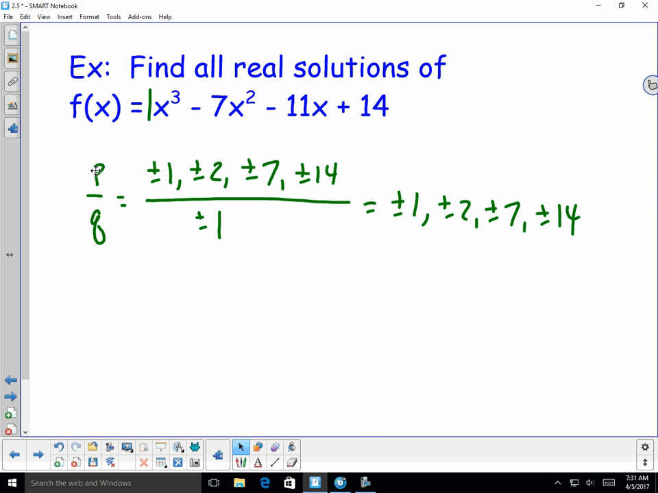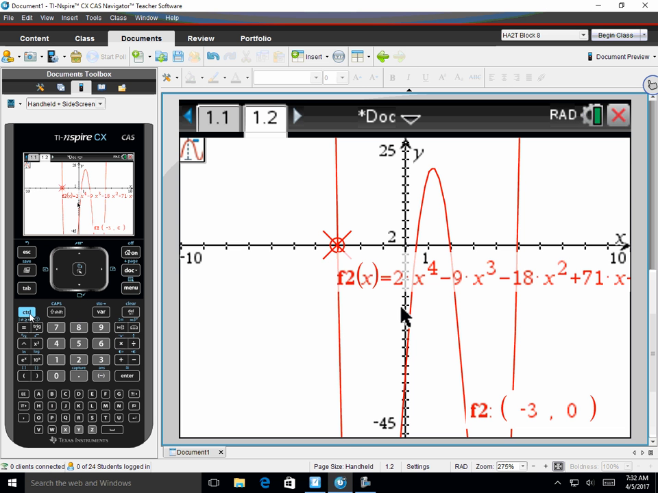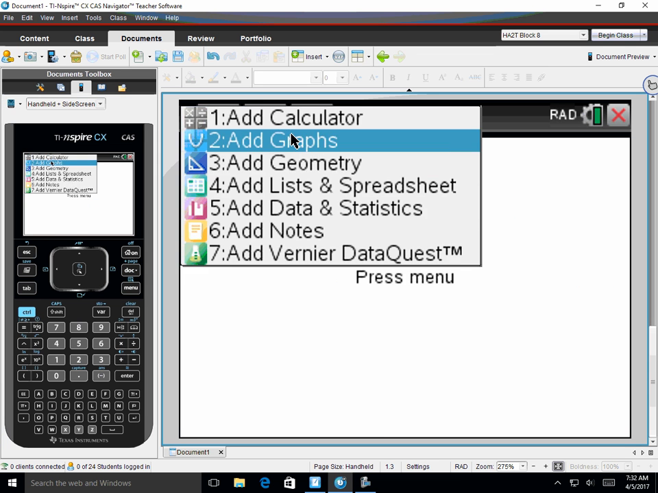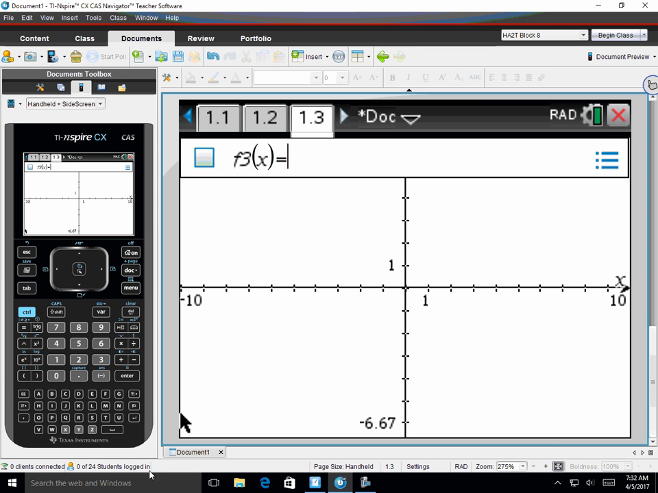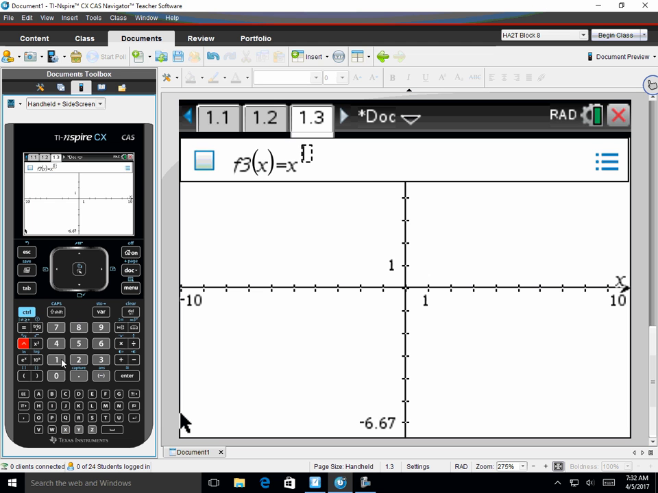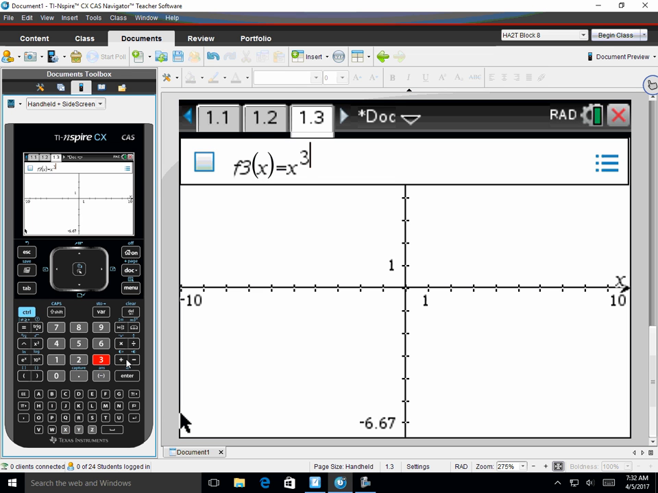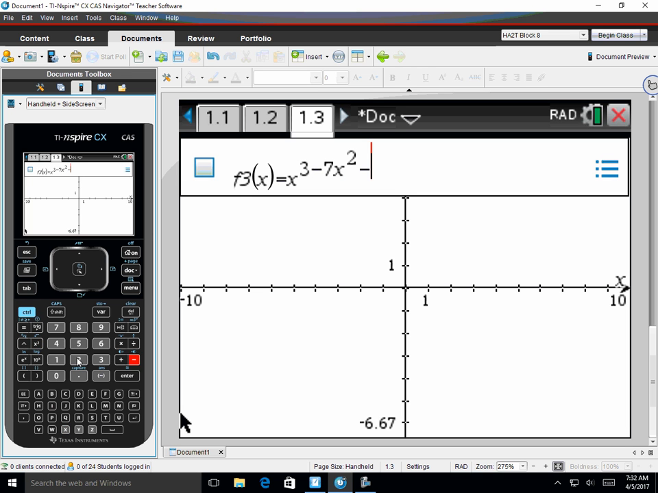So again, I would graph this on a calculator to see what the graph looks like. We're going to type in x cubed minus 7x squared minus 11x plus 14. So let's do that. I'm going to my calculator, adding a graphs page, and I'm typing in x cubed minus 7x squared minus 11x and plus 14.